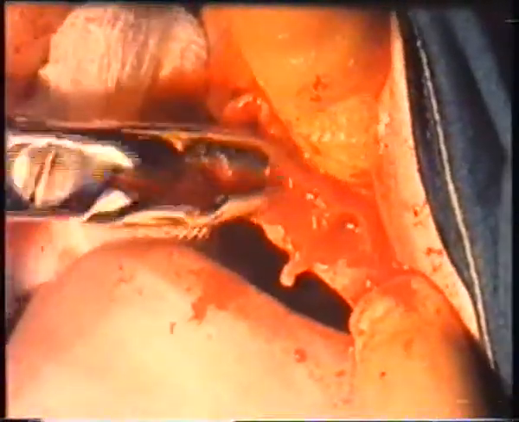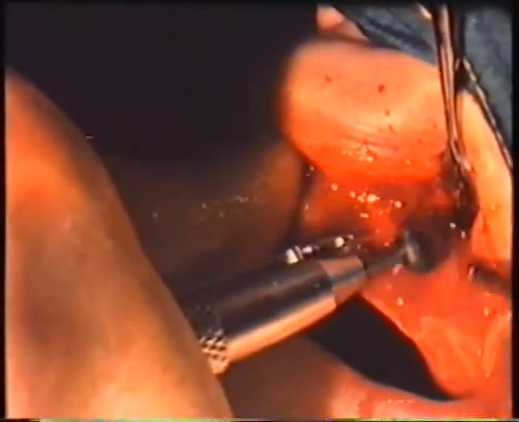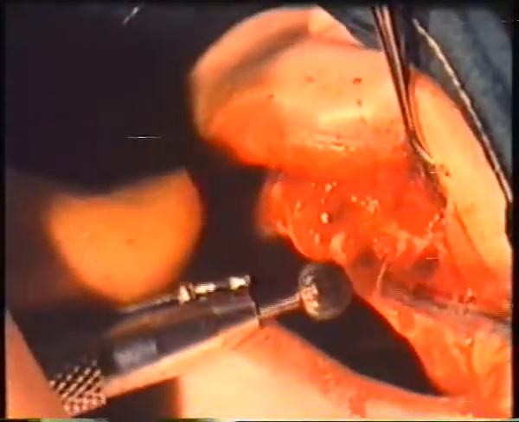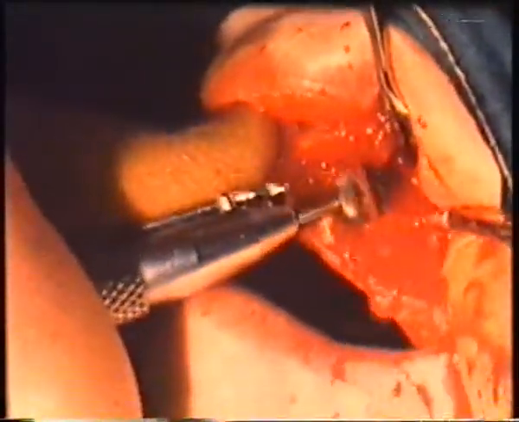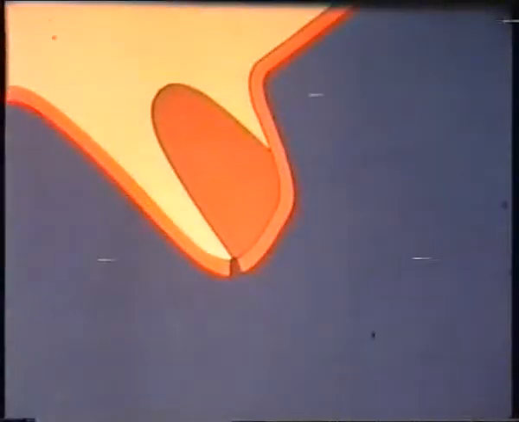Initially, bone is removed with bone forceps. Final smoothing of the bone surface is done with a burr. The mucoperiosteal flap is now placed back into position.